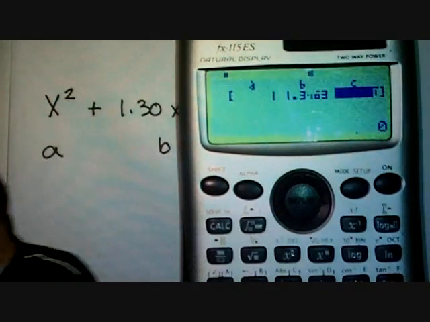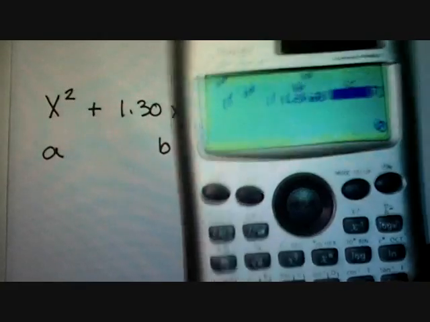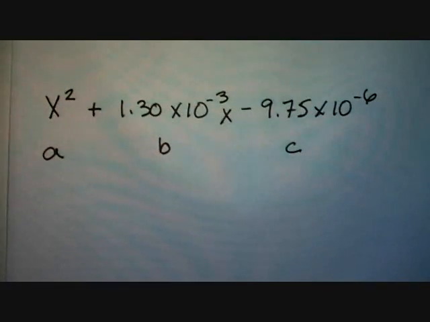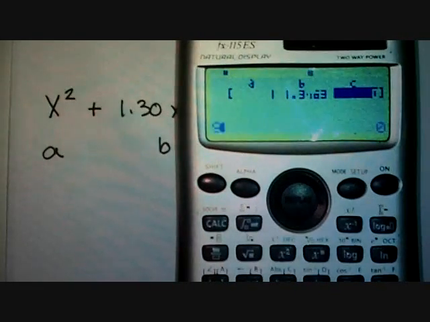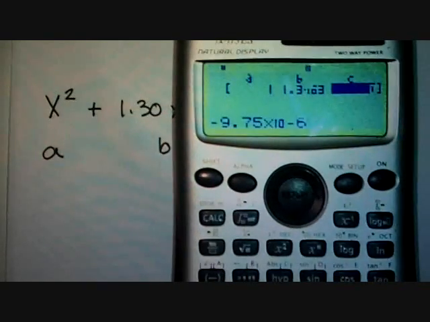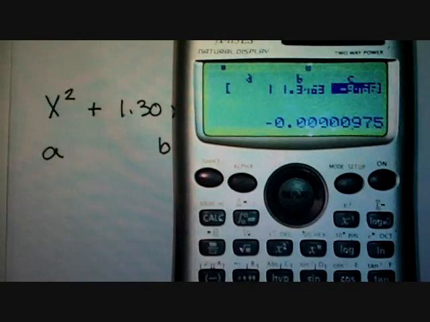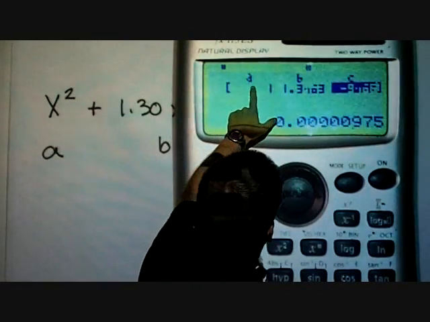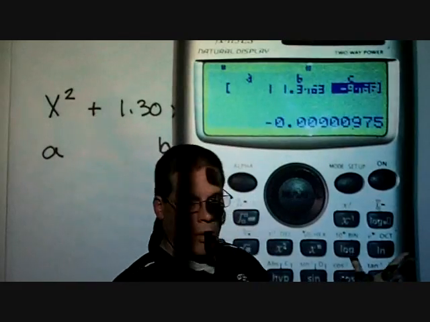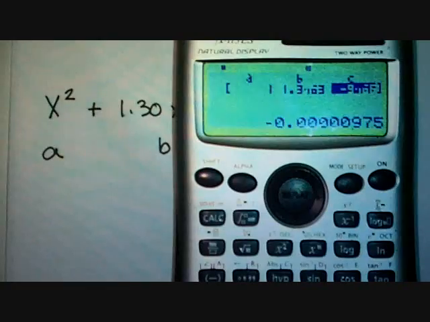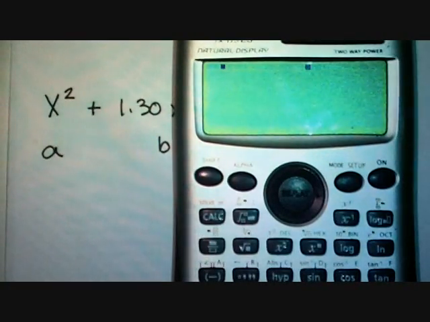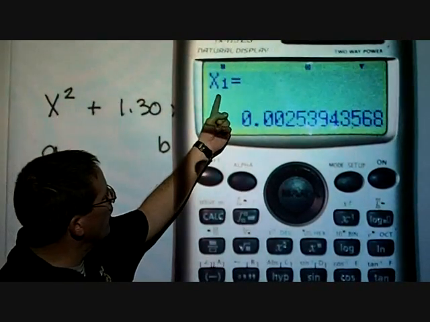Now we'll do it for c. In this case c was negative 9.75 times 10 to the negative 6. Input that, and you'll notice that value is now in for c. So now we have the values in for a, b, and c in our quadratic equation. We need to hit the equal sign one more time, and it takes a second or two, but it gives us our first value, x1.